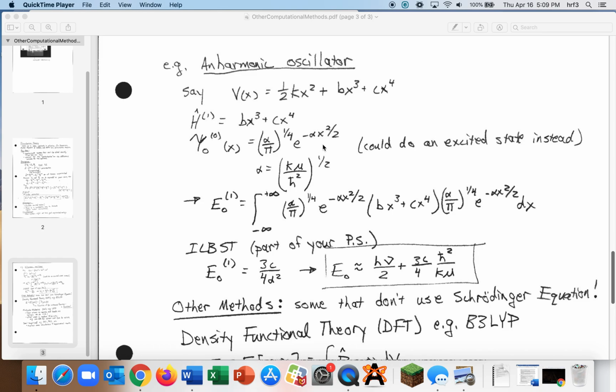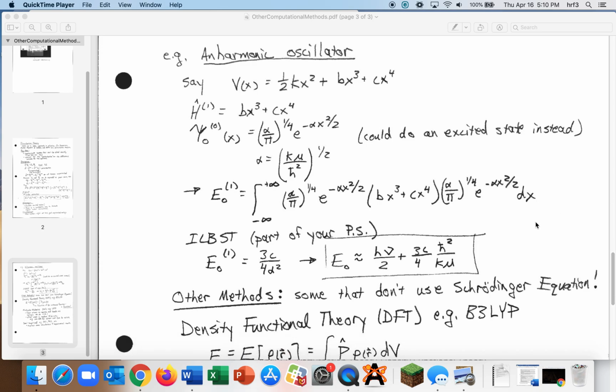And I'm not sure that this is the exact same notation as Atkins, but our alpha here is the square root of k mu over h bar squared. Okay, so the first order correction to the energy will just be the wave function, the perturbed part of the Hamiltonian, so this is h hat 1, and then the wave function again.